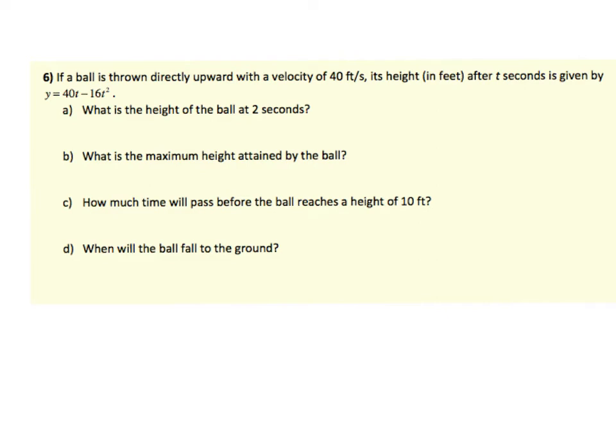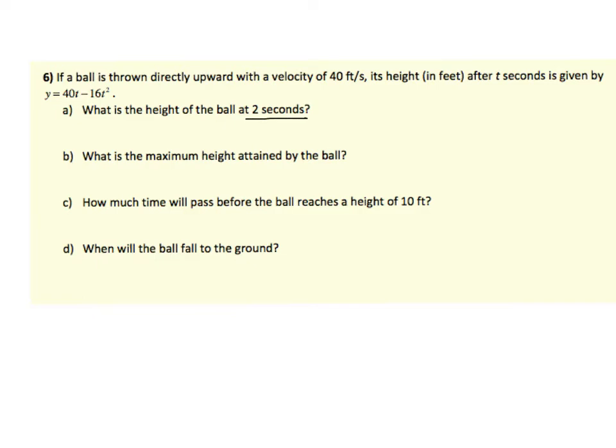Okay, here's the second part of level 3. We just got a quadratic equation within a story. So number 6 says if a ball is thrown directly upwards with a velocity of 40 feet per second, its height in feet after t seconds is given by the equation y equals 40t minus 16t squared. What is the height of the ball after 2 seconds?